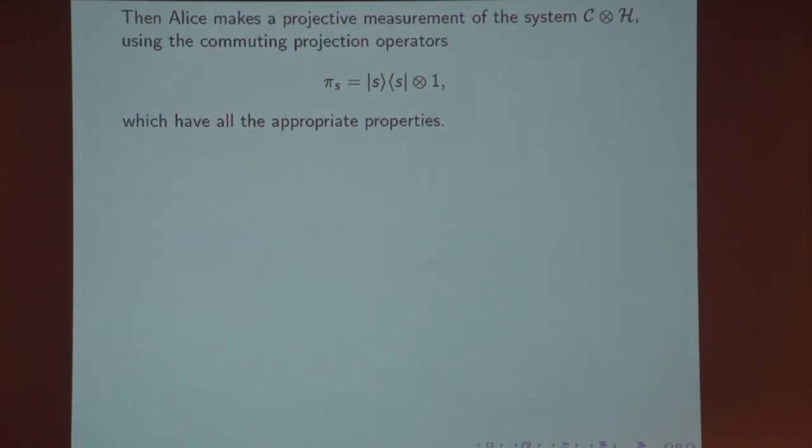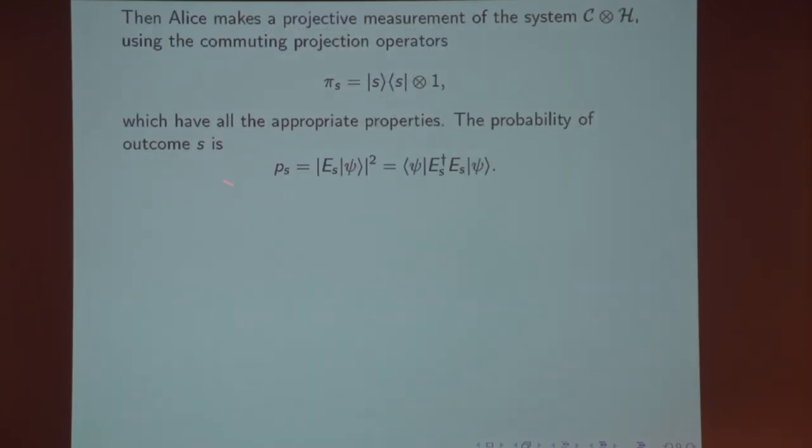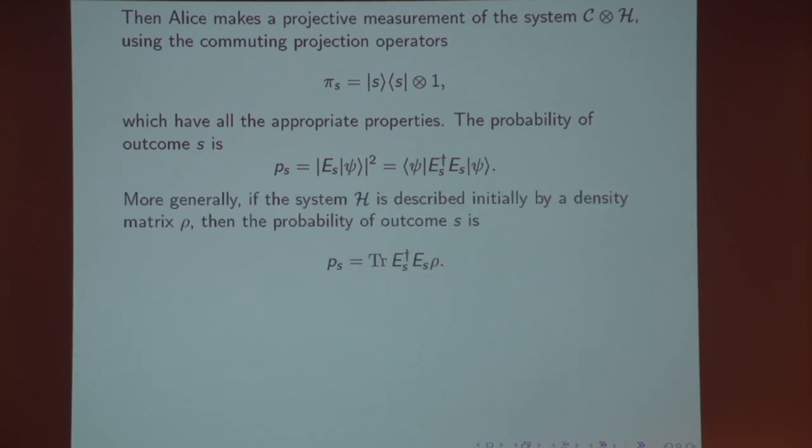Then Alice makes a projective measurement of the combined system using the commuting projection operators, where she projects the auxiliary system onto the state S. And she does nothing to the original system. The probability of outcome S is P sub S, given by the same formula as before. Given what the state is she's acting on, and given that her projection operator projects onto S, the probability is given by the norm of this part of the state. So this is the probability of outcome S, which we can write this way.